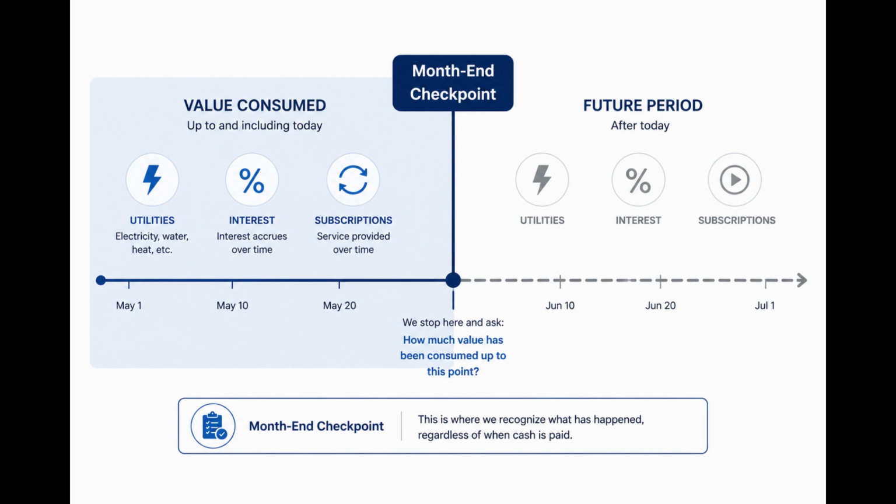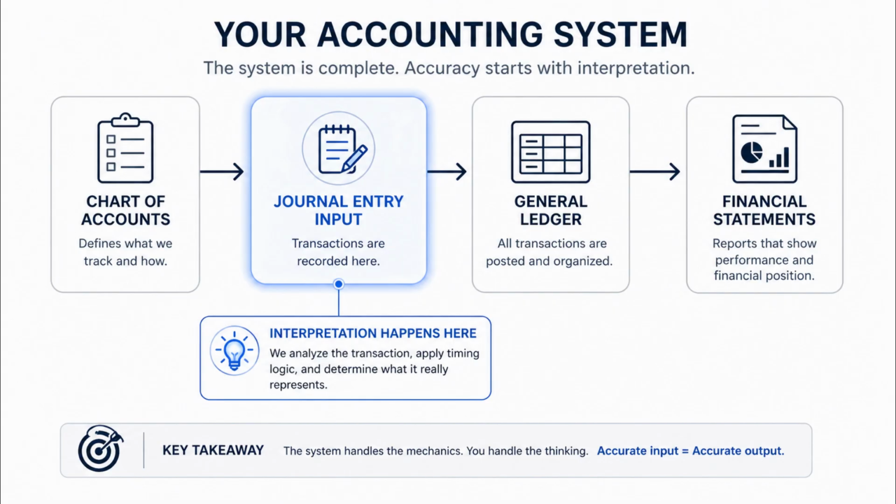Month end is where we fix this. It's the moment we stop and ask, what actually happened up to this point? And we introduce precision: accrued expenses, these are what we owe, and prepaids, what we've already paid for but haven't used. The system you built, the journal, the general ledger, the financial statements from season 1, is already complete, but now we upgrade the inputs because the system handles the mechanics and you handle the inputs.